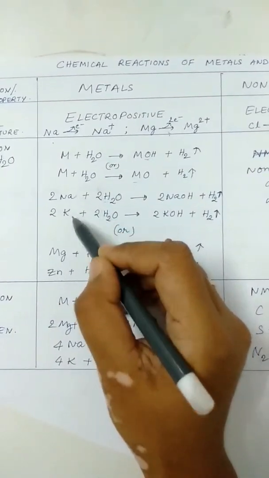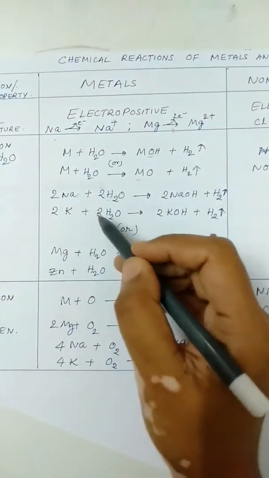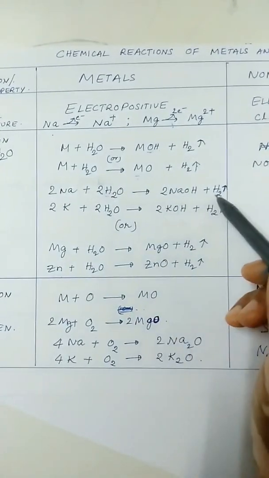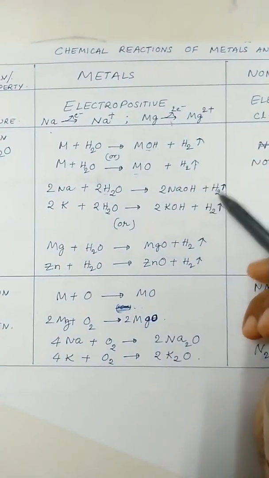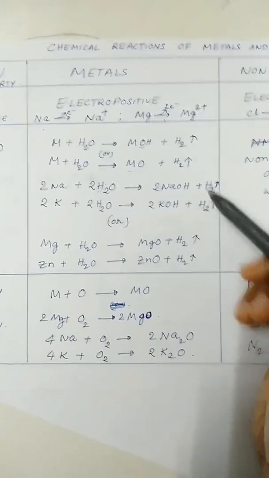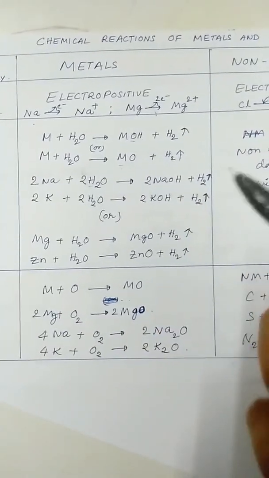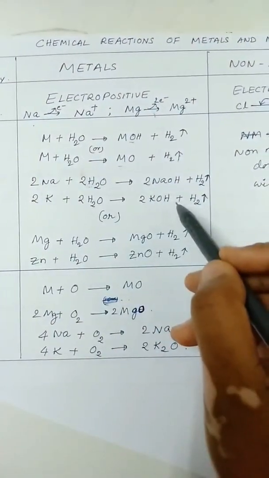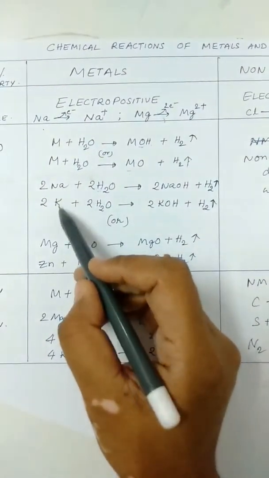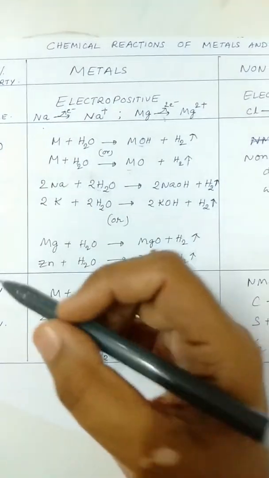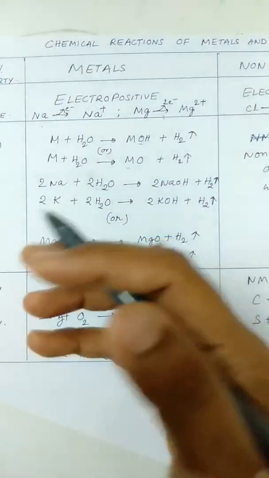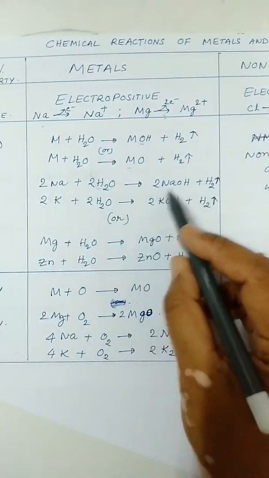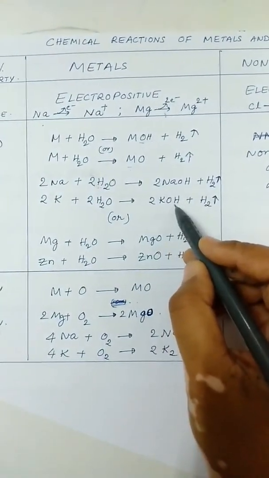Actually, sodium and potassium react very vigorously even with cold water and hydrogen gas is released. This hydrogen gas catches fire because of the enormous heat that is produced due to this reaction, because sodium and potassium are the most reactive metals. So they react vigorously with water and form sodium hydroxide.